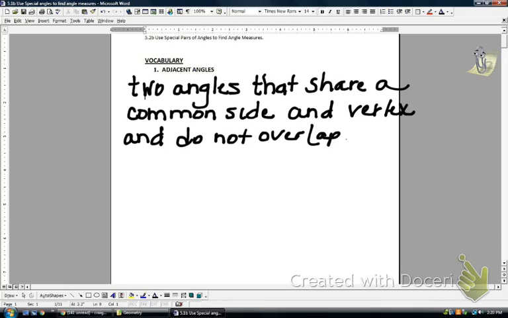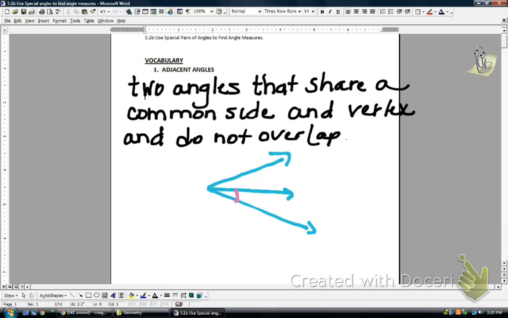Adjacent angles are two angles that share a common side and vertex and do not overlap. So if you need to pause this and write that down, go ahead and do so. And then I'm going to give you an example so you can see what adjacent angles look like. You may want to draw this picture in your notes. So here's an example of adjacent angles.